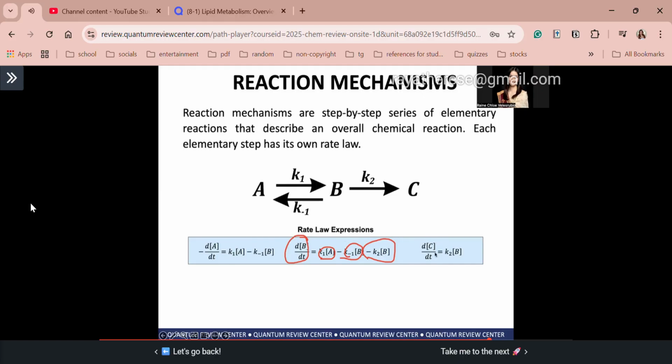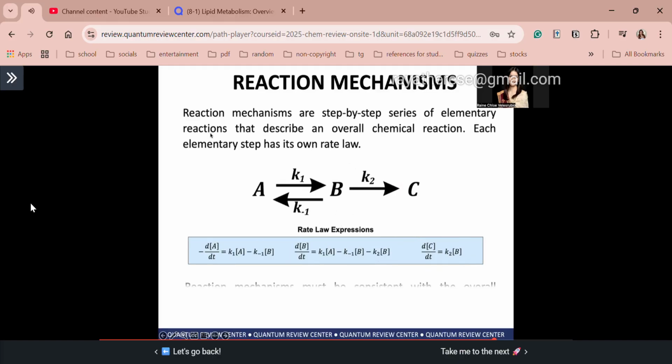Then lastly, we have here d[C]/dt. This shows us how fast C is forming. And it has only one rate law term. It depends only on how much B is turning into C. That's why the rate law is k2[B]. Okay? Again, it shows how fast C is forming, where it depends only on how much B is turning into C. So guys, if ever you get confused on how to express the rate laws of elementary reactions or reaction mechanisms, kindly refer to this basic example here. This is a good basis. Okay?